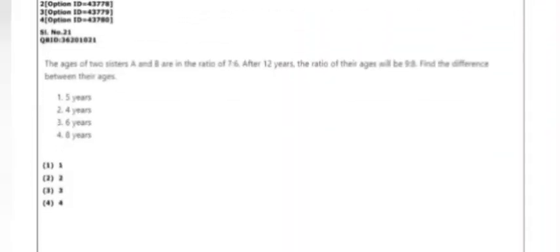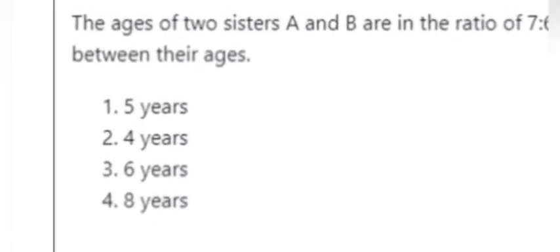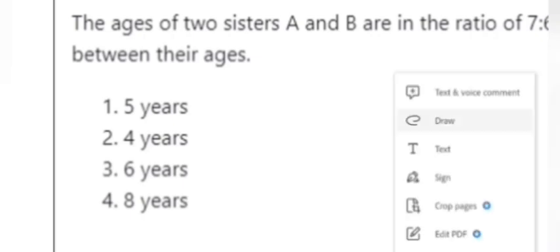Next is 21. The ages of two sisters A and B are in the ratio of 7:6. After 12 years, the ratio of their ages will be 9:8. Find the difference between their ages. 5 years, 4 years, 6 years, 8 years. It will be option C, that is 6 years.